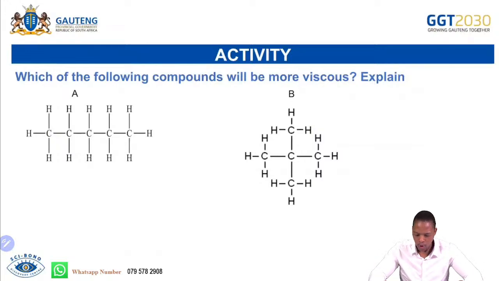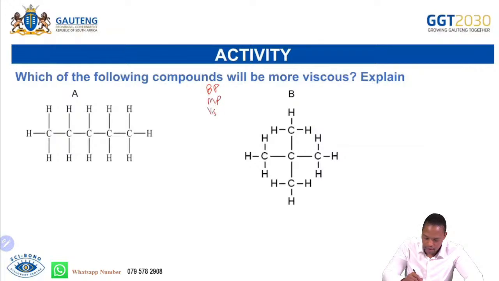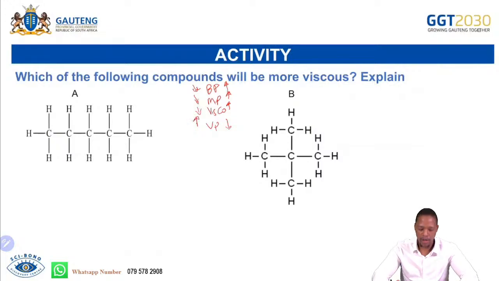Which of the following compounds will be more viscous? You see now, they are asking in terms of what? Viscosity. You shouldn't panic. Now it's being asked in terms of viscosity. I don't know what to do. As long as you know something about one of them, you know something about all of them. Remember, BP and MP and viscosity and VP. Higher means higher, means higher, means lower. Lower means lower, means lower, means higher. Just know this thing, and it's going to make your life very, very simple.